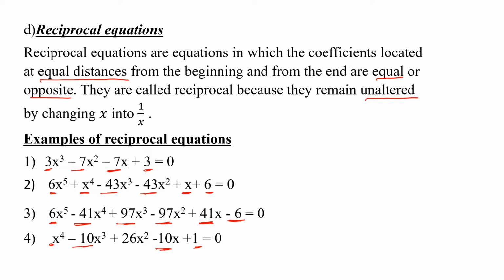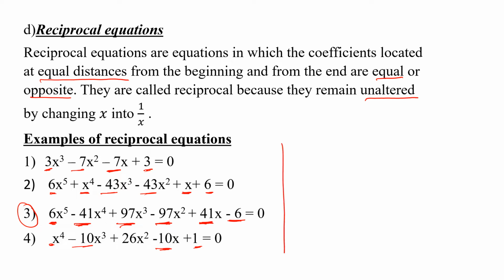As you see, for examples number 1, 2, and 4, the coefficients located at equal distance are equal. But for example number 3, the coefficients located at equal distance are opposite, like 6, negative 6, negative 41, 41, 97, and negative 97. We have also seen that those equations are called reciprocal because they remain unchanged by changing x into 1 over x.